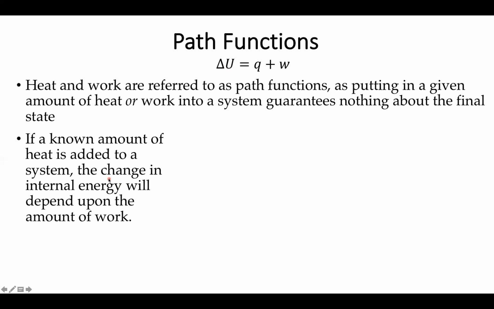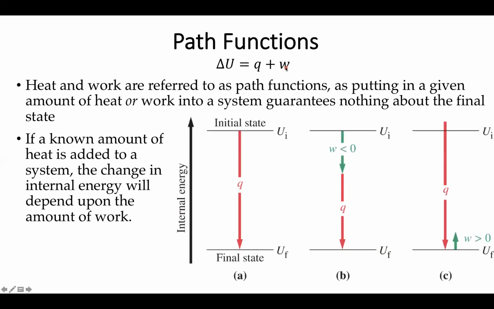So if I have a known amount of heat added to the system, change in internal energy is going to entirely depend upon the work. So, for example, if I have a negative work, this means I'll have a much greater change in internal energy. If I have a positive work, it means that I'll have a smaller change in internal energy. And as a result, any sort of change that, first of all, does not have a delta, which heat and work do not, but also does not rely on where we started or where we end, is called a path function. So heat and work are the notorious set of path functions.